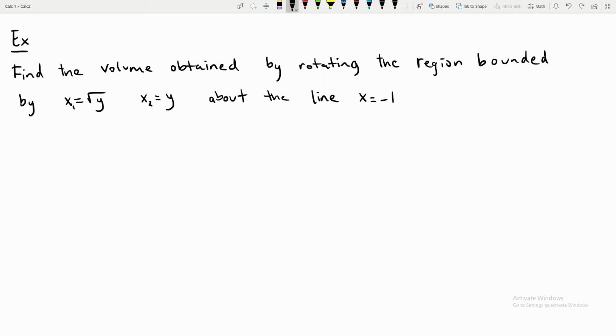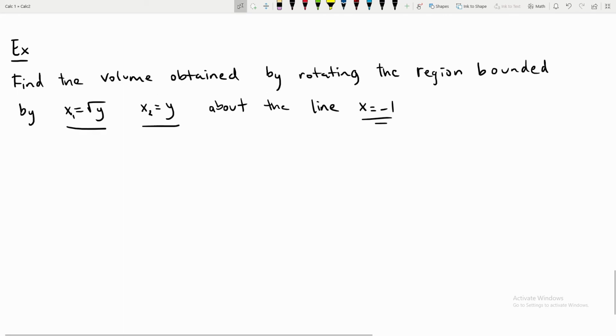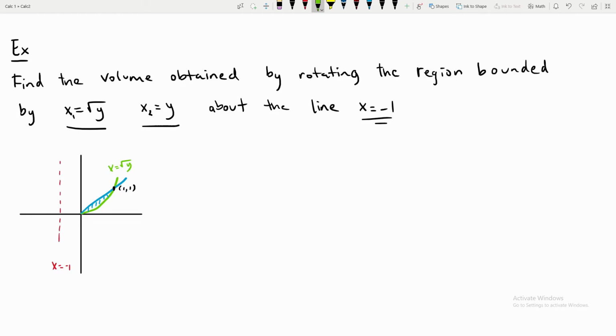And notice here, I've labeled this x2 and x1 just so that we don't get confused which x value we are talking about. So like usual, the first step is to draw a 2D sketch of what this function will look like. So there you go. I have drawn a quick 2D sketch of how this area will look like when these two functions are combined onto a graph. So this green function right here is x equals the square root of y. And the blue graph right here is the x equals y graph.